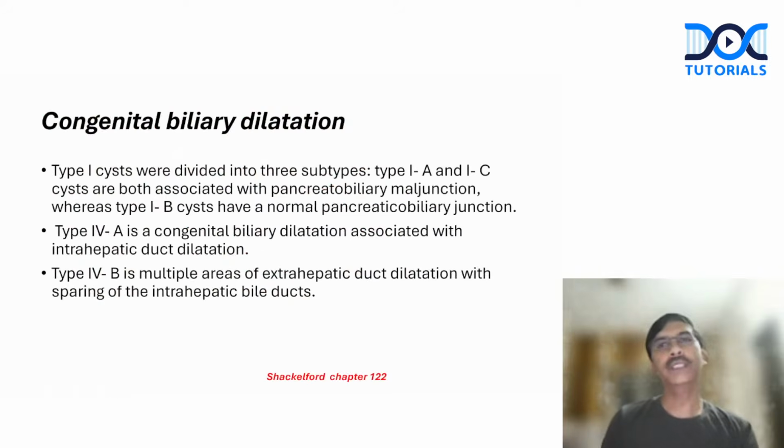So this terminology is there in the current Shackelford: congenital biliary dilatations, which include type 1A, type 1C, and type 4A. They are associated with an abnormal pancreatobiliary duct junction, whereas type 1B, type 2, and type 3 are usually associated with a normal pancreatobiliary junction. Type 4B, multiple areas of extrahepatic biliary radical dilatation, doesn't involve intrahepatic biliary radicals. This also is not usually associated with abnormal pancreatobiliary junctions.